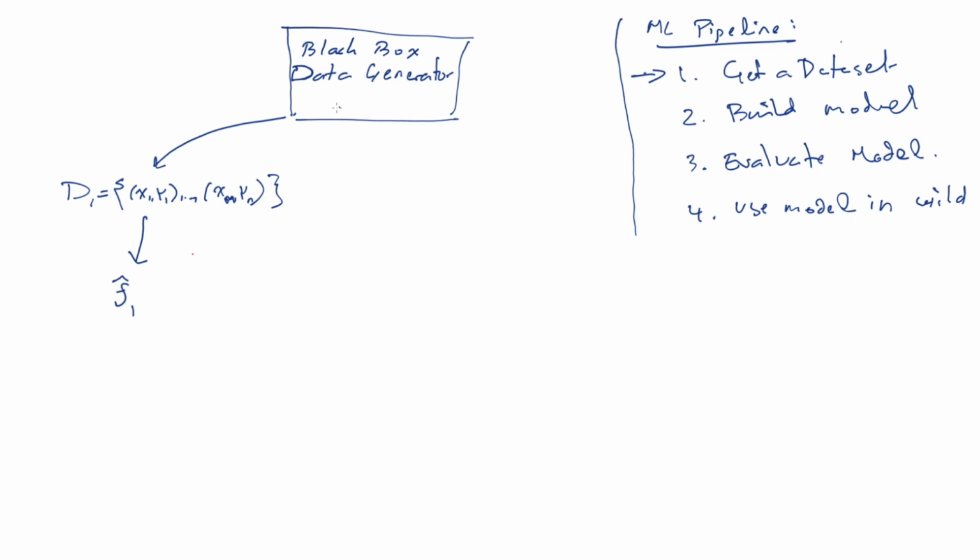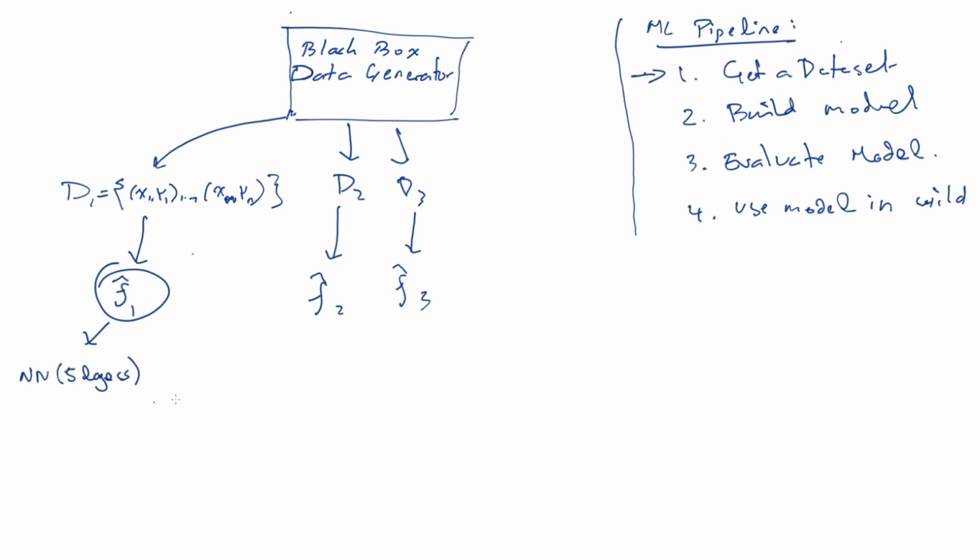But imagine that you had access to this black box and you could sample another data set, D2, and get another estimator, f hat 2, and D3, and get a third estimator, f hat 3. By the way, what I mean here is that this is the same thing. Let's say I did a neural network with 5 hidden layers, and the width was the same. I would build a neural network on the first data set, then on the second data set, then the third, using the same architecture but different data.